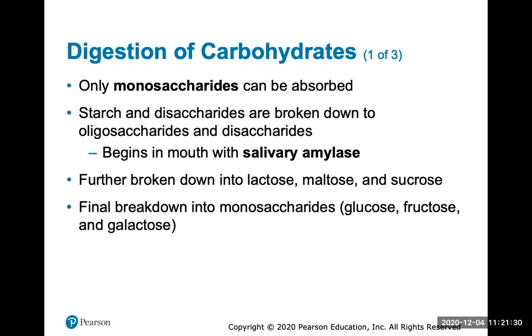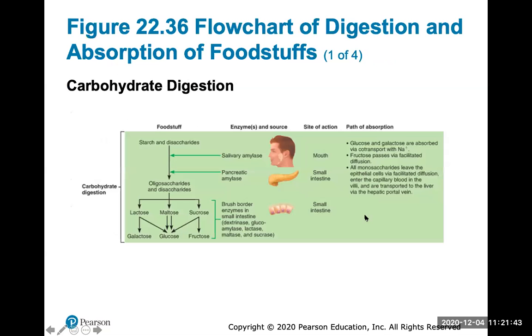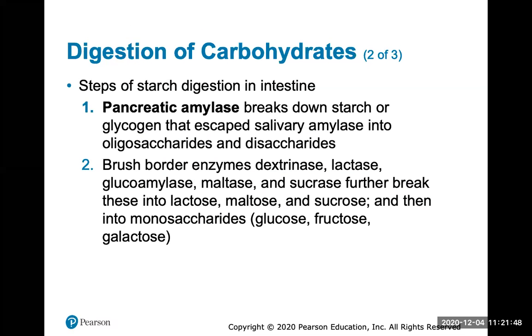Processing of nutrients: only monosaccharides can be absorbed. So starch and disaccharides have to be broken down. That begins with salivary amylase, and they're eventually broken down into monosaccharides, which are single sugars like glucose, fructose, and galactose. And that's carbohydrate digestion.